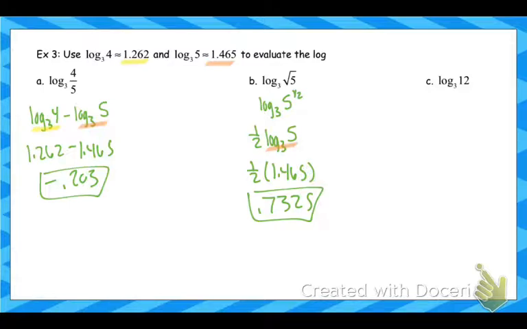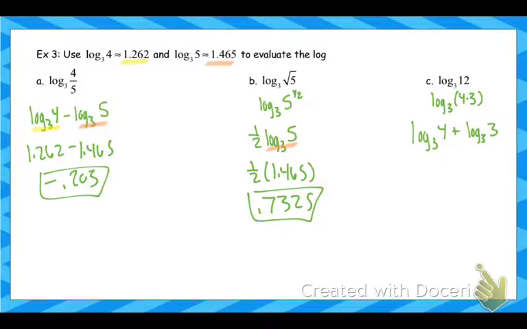All right, the next one's pretty tricky because it's kind of hard to figure out how you get 12 from 5 and 4. And really the answer is we can't. But what I can do is use 4 and 3, because 12 is the same thing as 4 times 3. Well, if there's multiplication, I can separate that into addition.